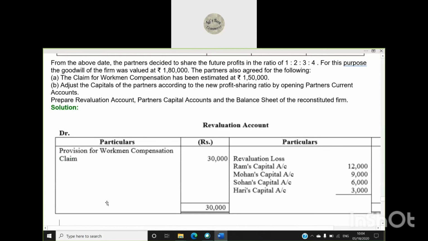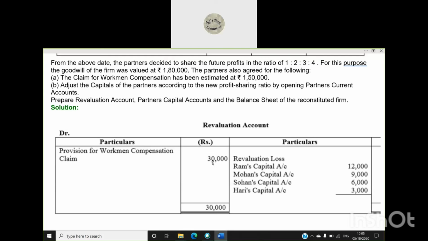In the revaluation account, only one item is there, that is the workmen compensation claim. The reserve given in the balance sheet is 1,20,000 and the claim is coming for 1,50,000. So 30,000 is a loss for us. That 30,000 loss we have charged to the revaluation account, and no other item of revaluation account is there, so that loss will be distributed among the partners in their old PSR, that is 4 is to 3 is to 2 is to 1.